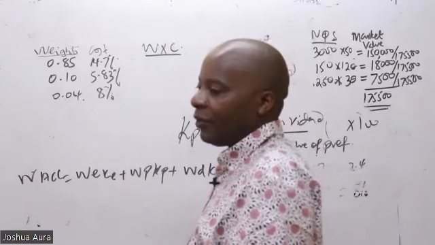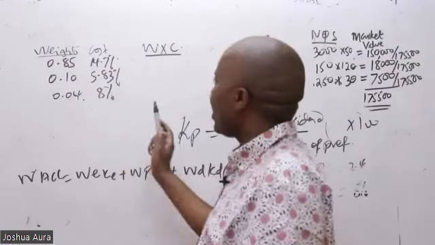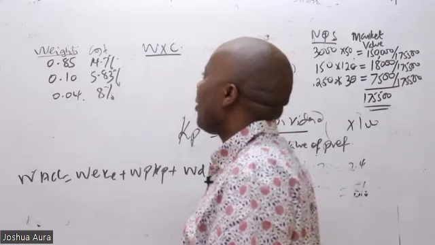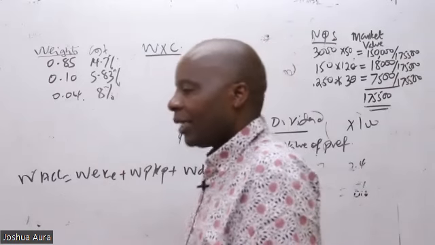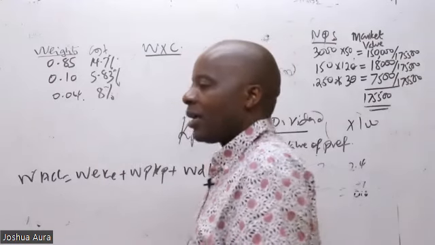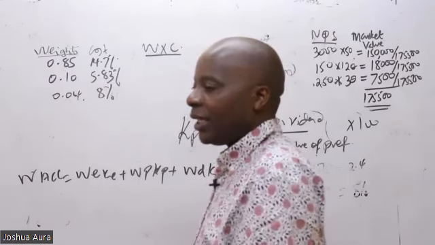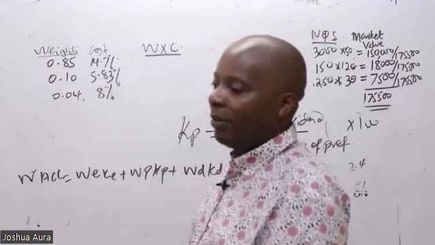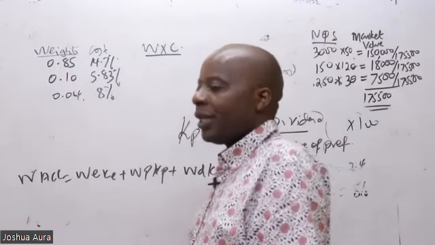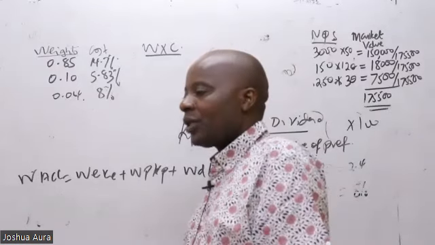Gap is somebody 0.85 times. So take the weight times the cost. 0.85 times 14.7. Then that will give us what figure? W times the cost.